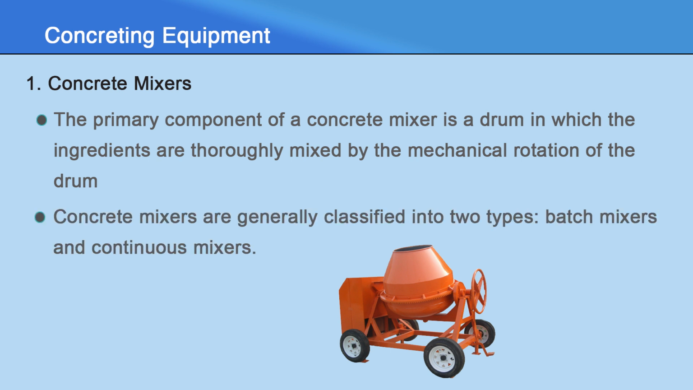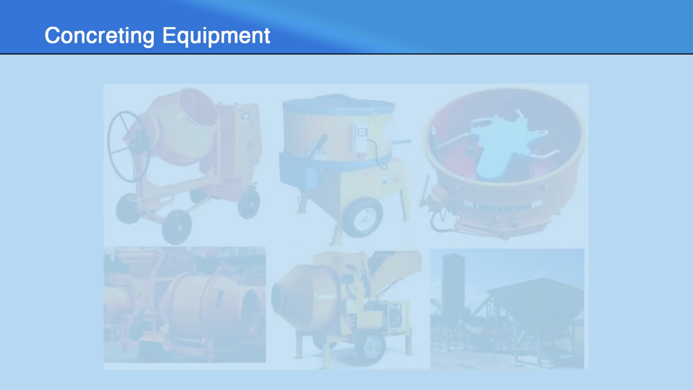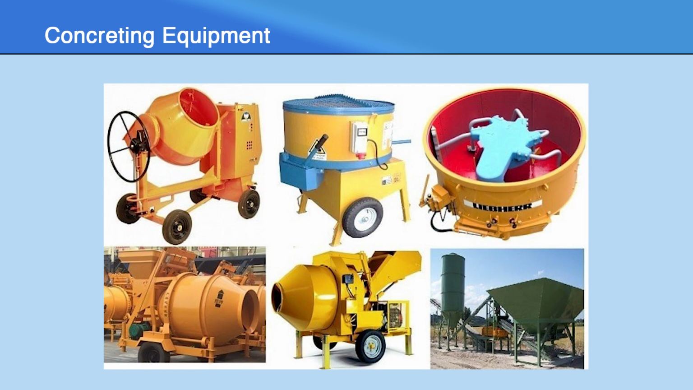Concrete mixers are generally classified into two types: batch mixers and continuous mixers. Batch mixers. Batch mixers are used for projects of relatively small scale. These mixers can be further divided into two subtypes: the tilting drum mixer and the closed drum mixer.